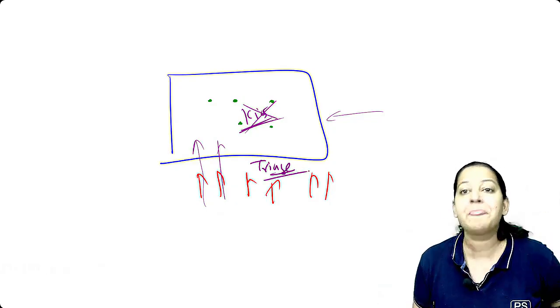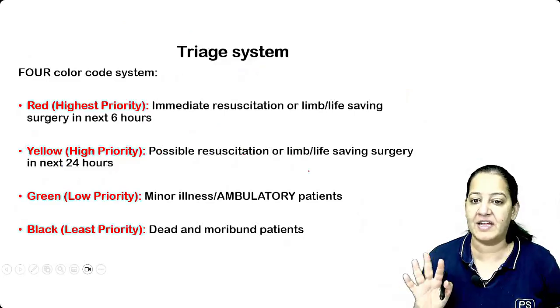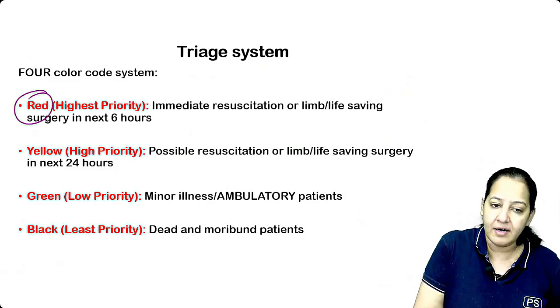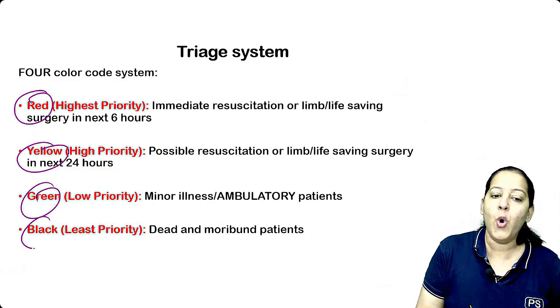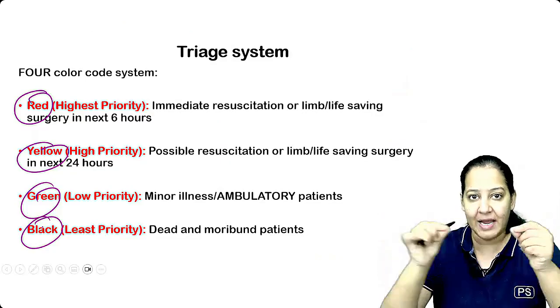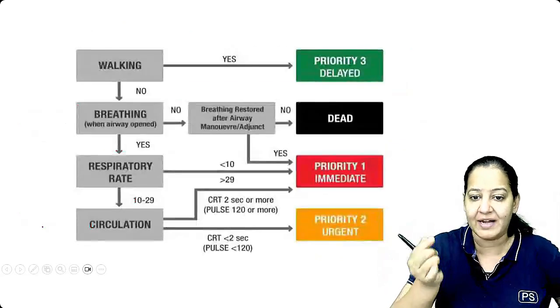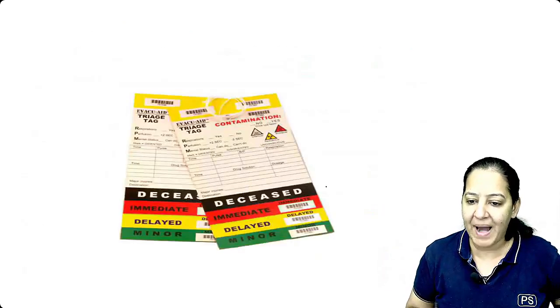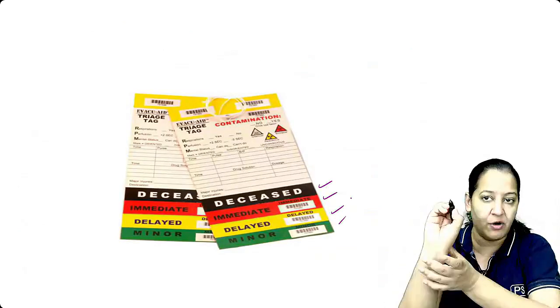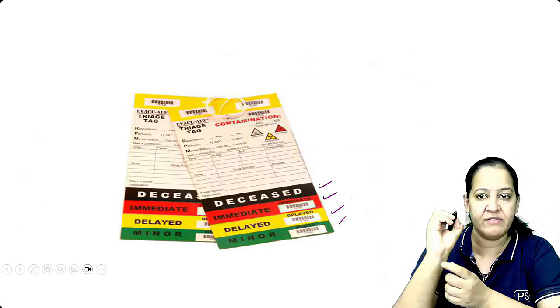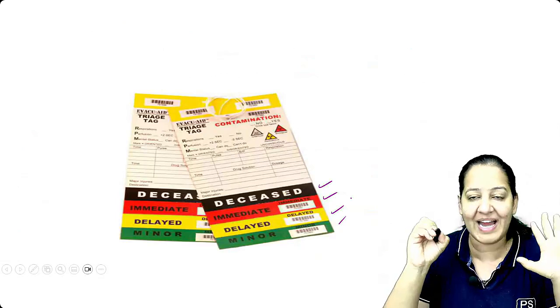What is triage? We divide the patients into 4 categories. There are 4 color codings. The colors are red, yellow, green, and black. There are bands, not friendship bands or anything like that. So these bands, let me show you. The bands are available. On the wrist of the injured people, we will put the color band of whatever category they belong to.